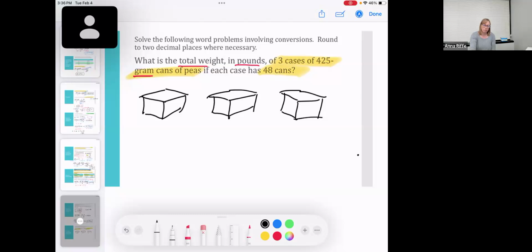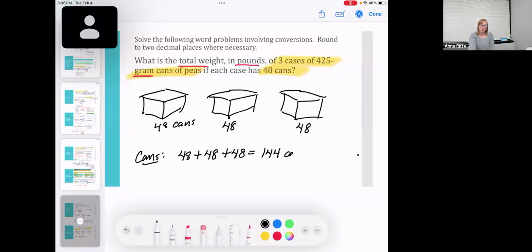My little stick drawings here. There are 48 cans of peas in each case. So let's think about how many cans we have initially. The number of cans, I could take 3 times 48, or I could take 48 plus 48 plus 48. And that gives me 144 total cans. That doesn't give me the weight of the peas, but it does give me a way to calculate the weight.